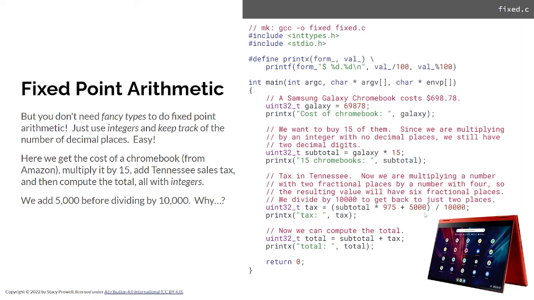Remember, the result had 6. I removed the bottom 4, and now I just have those 2. And that works. And I then print out the tax. And then I just add the subtotal and the tax together. They both have 2 decimal places, so it just adds correctly and the result has 2. And I'm good. This will do all of that without ever having to convert it to a floating point value. And it's all precise. It's done with integers. Okay?